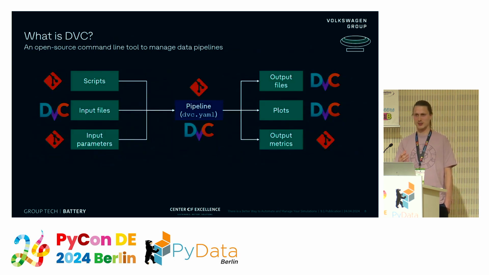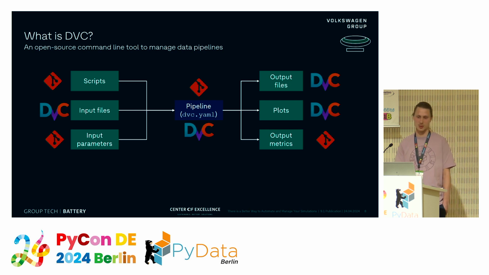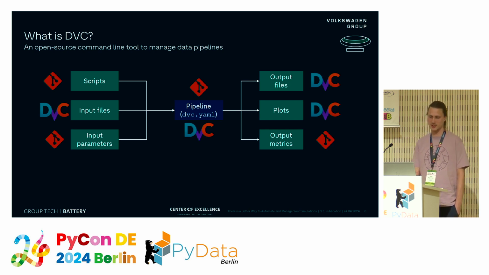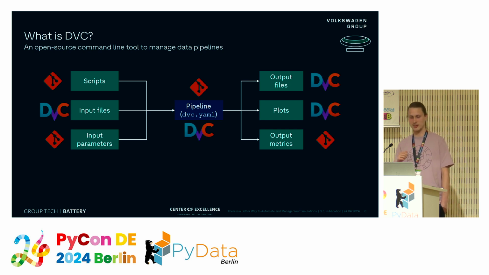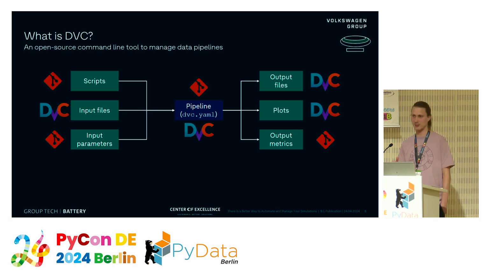So now that we control our simulation software with Python declaratively, we can look at another project which can automate something like this, which is called DVC. DVC is an open source command line tool to manage data pipelines. When you use Git, you version your scripts, input parameters, output metrics, basically text files. And that's where Git is really good. Then DVC builds on top of this and versions all the large input files or the large output files. It can version plots as well, which are images.